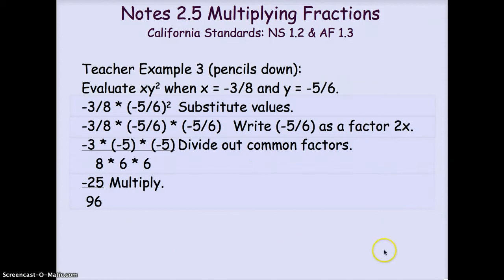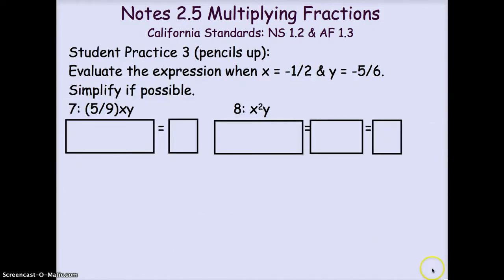Okay, so let's go ahead and have you try a student practice here. Try these two out, see how you do, plug in your variables, and solve.